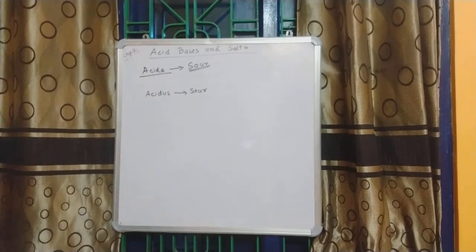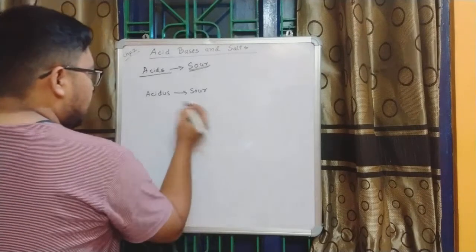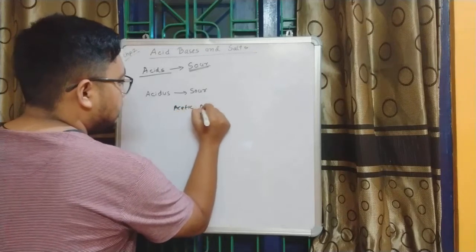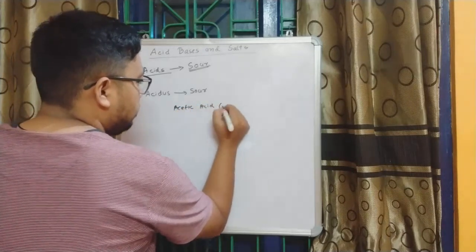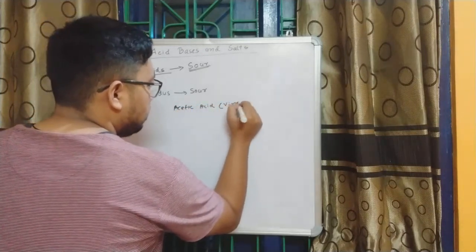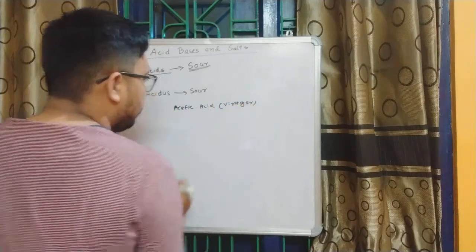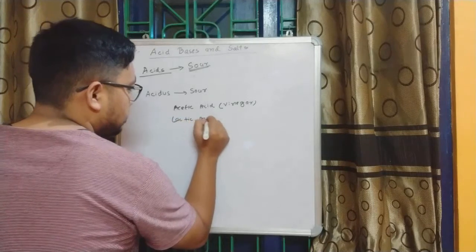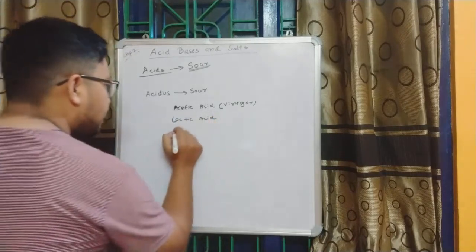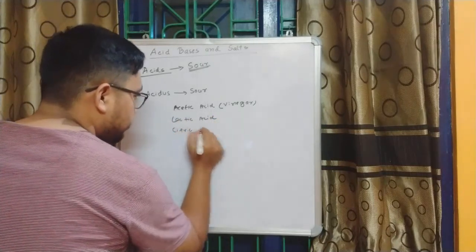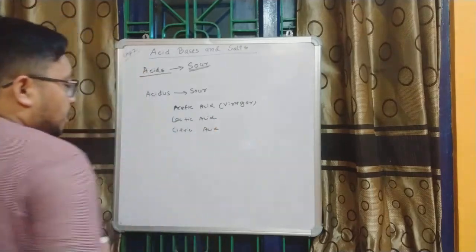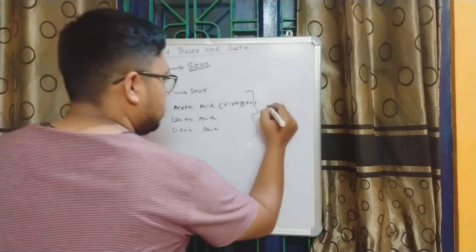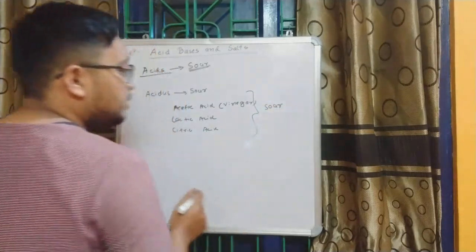Then acids like acetic acid, which we also call vinegar. Then lactic acid, which is present in milk. Then citric acid, which is present in lemon, etc. So these acids taste sour, there is no doubt.